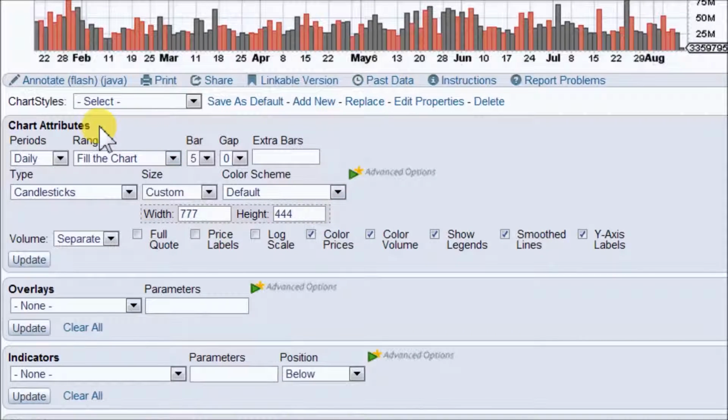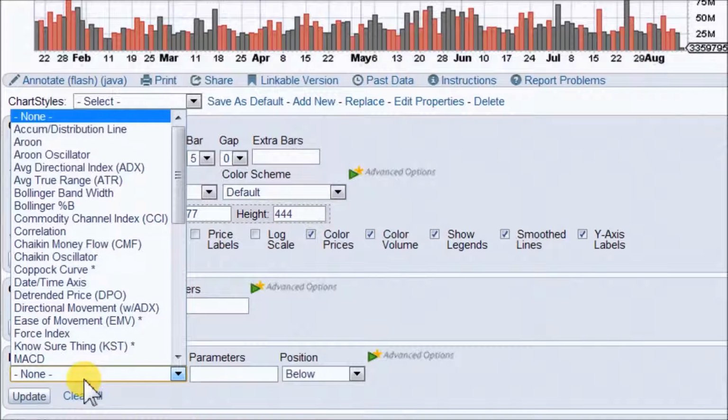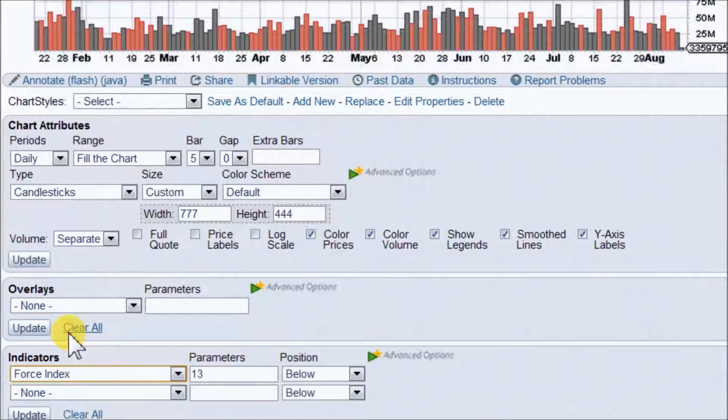Down here in the chart attributes area, under indicators, force index is right here. The standard setting is 13. This is suited pretty well for medium-term traders. If you are a day trader, you can shorten the period dramatically, and if you are a long-term trader, Elder recommends a parameter of 100. So let's go ahead and click Update.